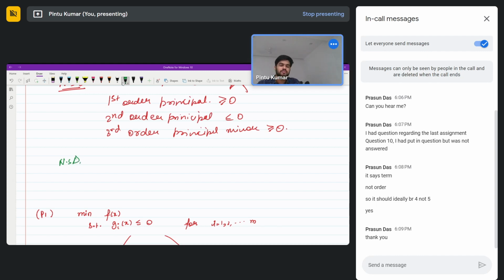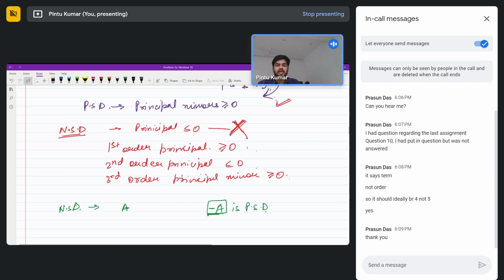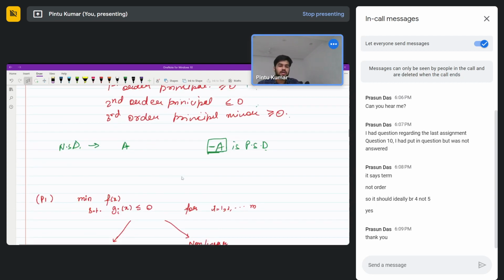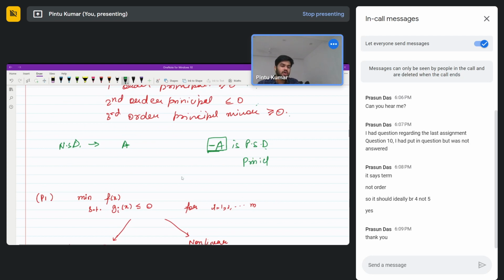A simpler way is, if you want to show that your A is negative semi-definite, you just show that minus of A is positive semi-definite. So you just multiply your matrix with a negative sign, and then you check whether all the principal minors of minus A are greater than equal to 0 or not. This is an easier way to go about this. Am I clear about what mistake I made and what is the correct way to check negative semi-definite? Anybody has any doubt?